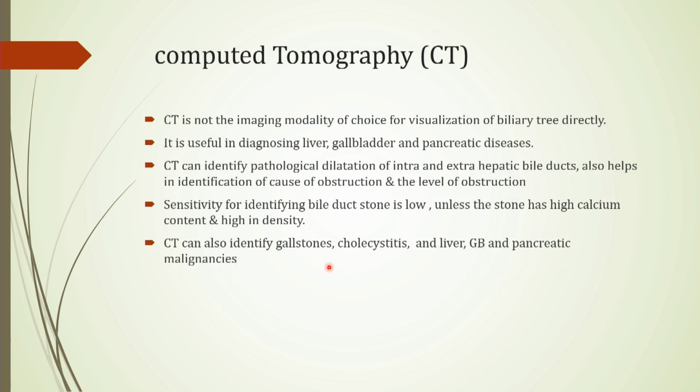CT is not used for direct imaging of the biliary tree. It is useful in diagnosis of liver, gallbladder, and pancreatic diseases. It can identify pathological dilatation of intra- and extrahepatic bile ducts. It also helps in identification of the cause and the level of the obstruction. Sensitivity for identification of bile duct stones is low unless the stones are very calcified and high in density. It can identify gallstones, cholecystitis, and pancreatic malignancies very well.